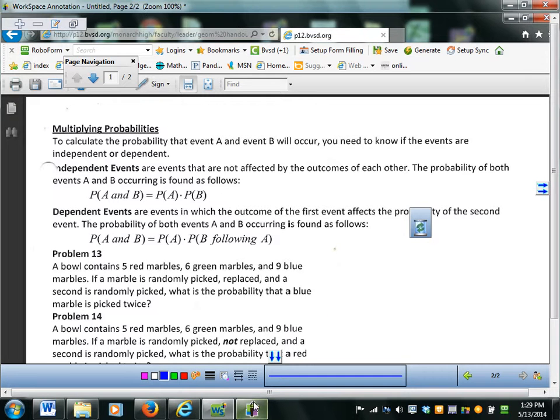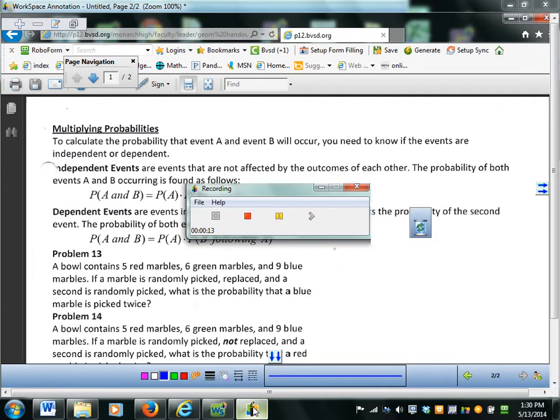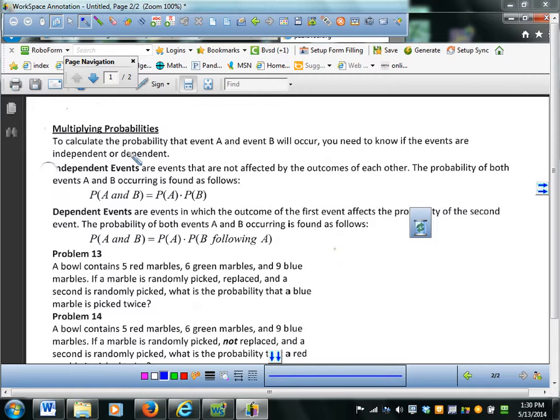We're recording now. So to calculate the probability of independent events that are not affected by the outcomes of each other, the probability of events A and B occurring is as follows: the probability of A and B is the probability of A times the probability of B.